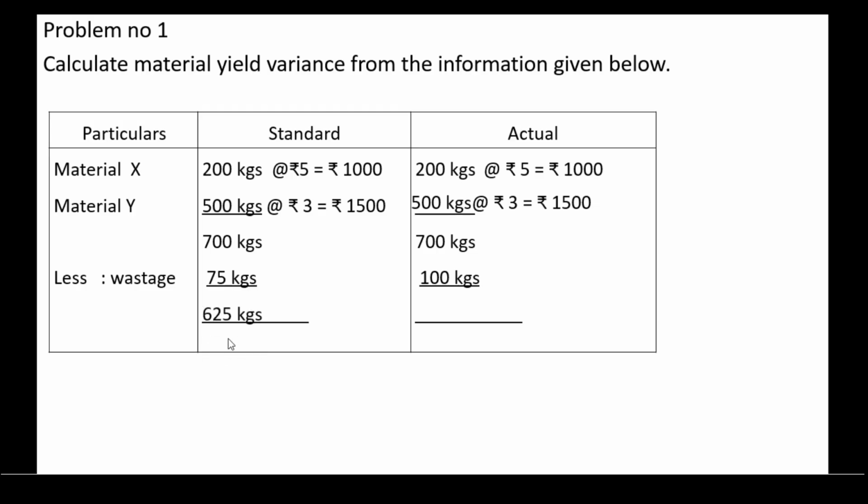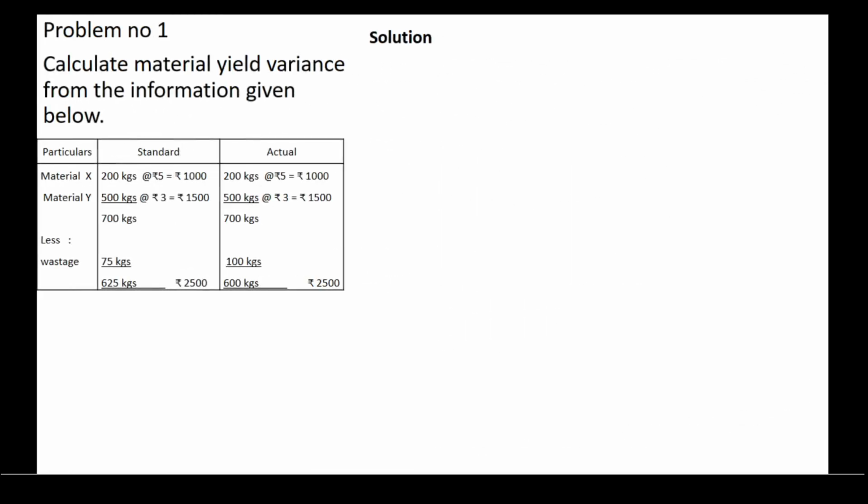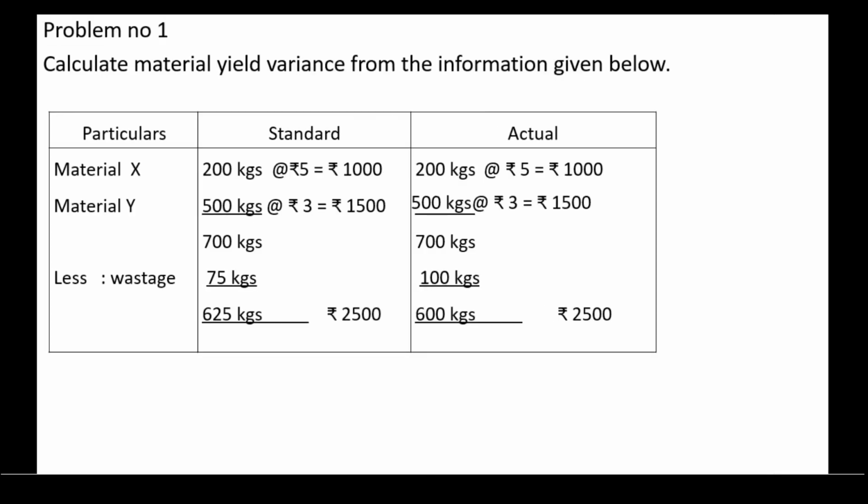So now, 625 kgs, the total amount rupees 2500. Actual 600 kgs, rupees 2500. This is the problem. So using all this information, you calculate material yield variance.